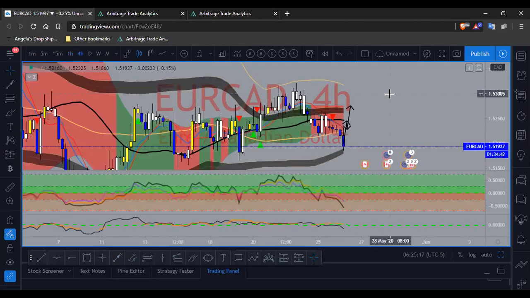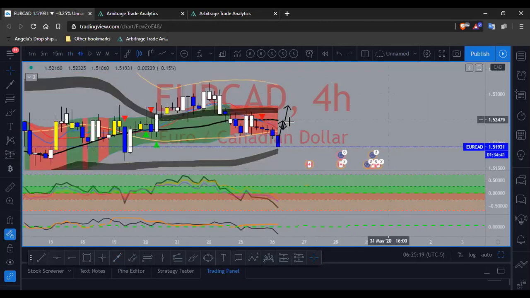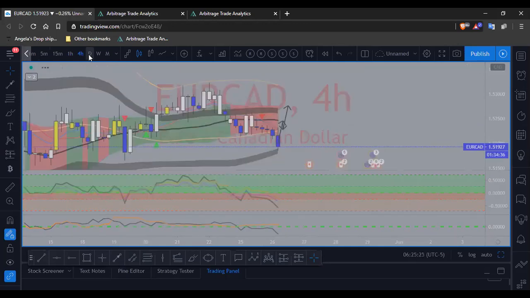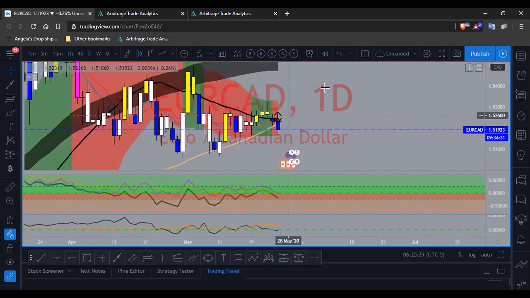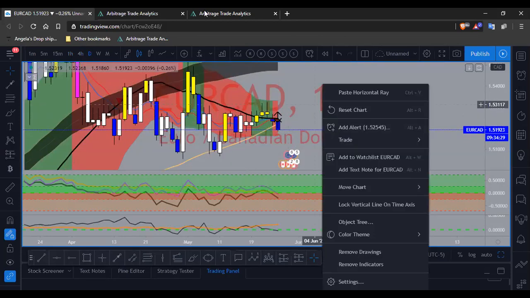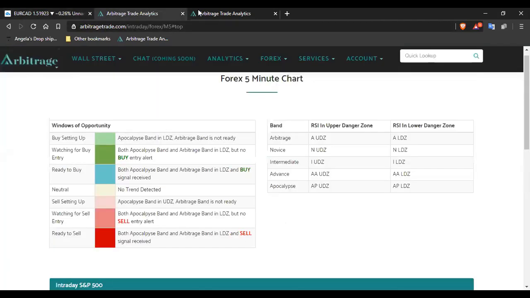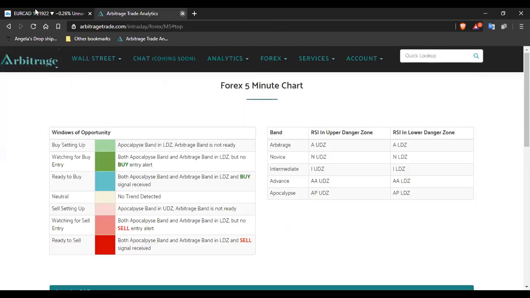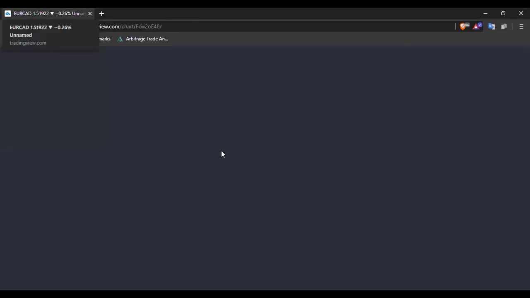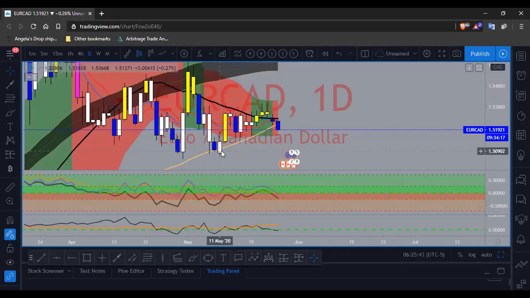And I think it's just the Canadian dollar growing in strength. But on the 4-hour time frame, look, it's selling. And on the daily time frame, it looks like it's selling as well. It's under the RSI line. So yeah, guys, unfortunately, no luck with using the 5 minutes or the 1 hour on the website. So what I would do instead is just be on the chart itself and look for some trades.